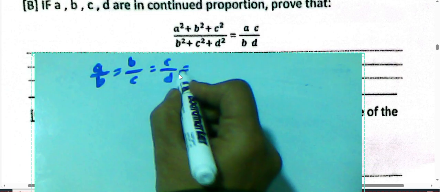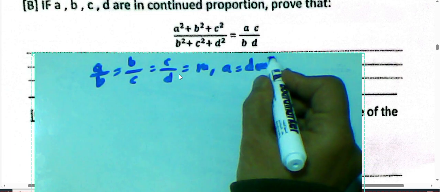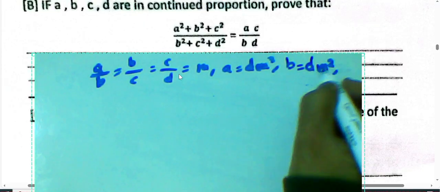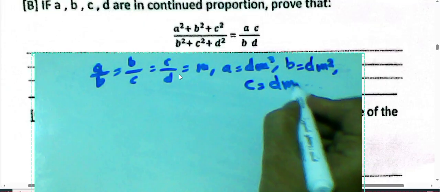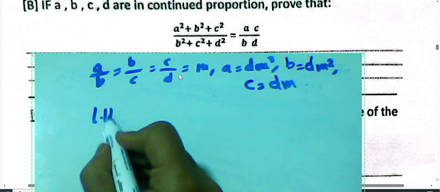If A, B, C are continued proportion, prove that left hand side equal right hand side. Okay, we have proportional. It's meaning what? It's meaning A over B equal B over C equal C over D equal M, and then we can write A equal D M power 3 and B equal D M power 2 and C equal D M. Okay, we can start from the left hand side.